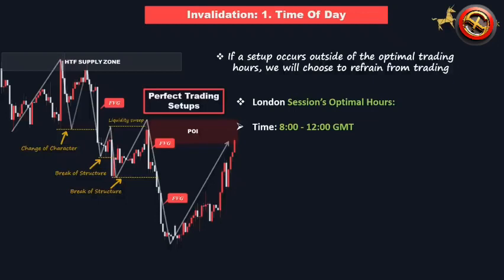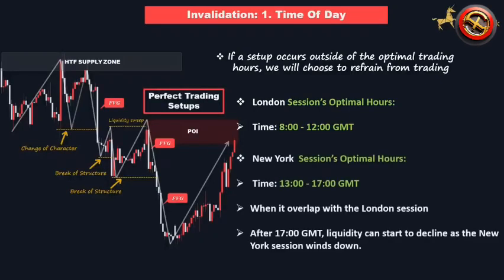Many traders prefer to start trading when the London session opens at 8 o'clock GMT, because this is when markets tend to set the initial direction for the day. Major economic data releases related to the European economy are often scheduled during this session, which can lead to increased volatility. The most optimal time for trading during the New York session is typically during the overlap with the London session. This overlap often experiences the highest trading activity and liquidity.